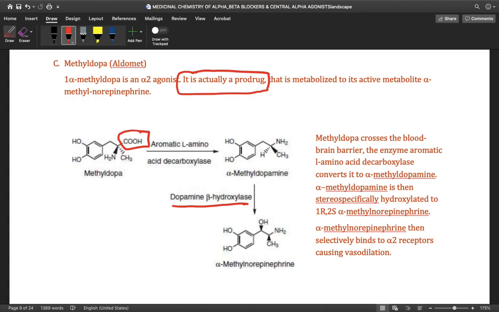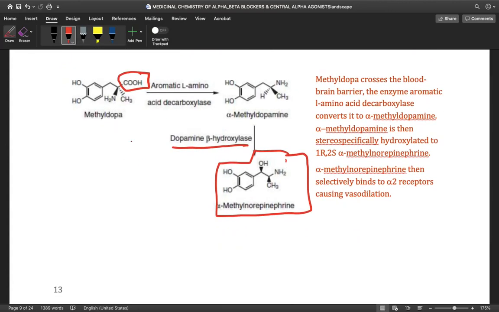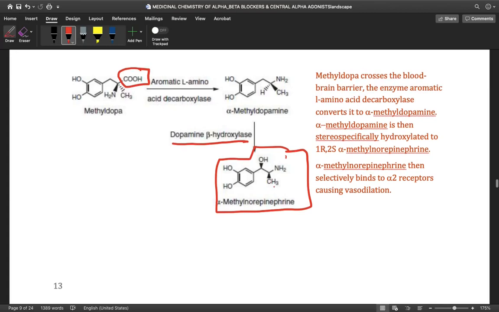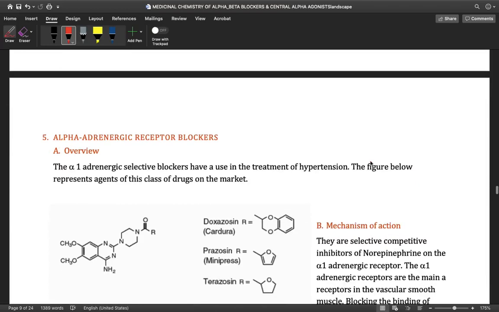So methyldopa is actually going to cross the blood-brain barrier, and once it gets inside of the CNS, that's where it's going to be converted sequentially by these enzymes to the actual active alpha-methylnorepinephrine. Okay, and you have alpha-methylnorepinephrine. So it's a norepinephrine molecule that has a methyl group here. Now this alpha-methylnorepinephrine is going to selectively bind to the alpha-2A receptors, causing vasodilation.